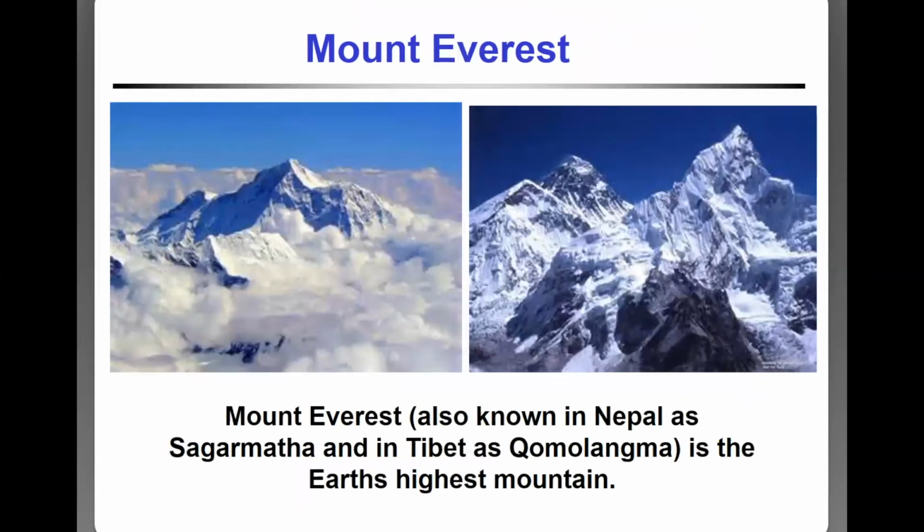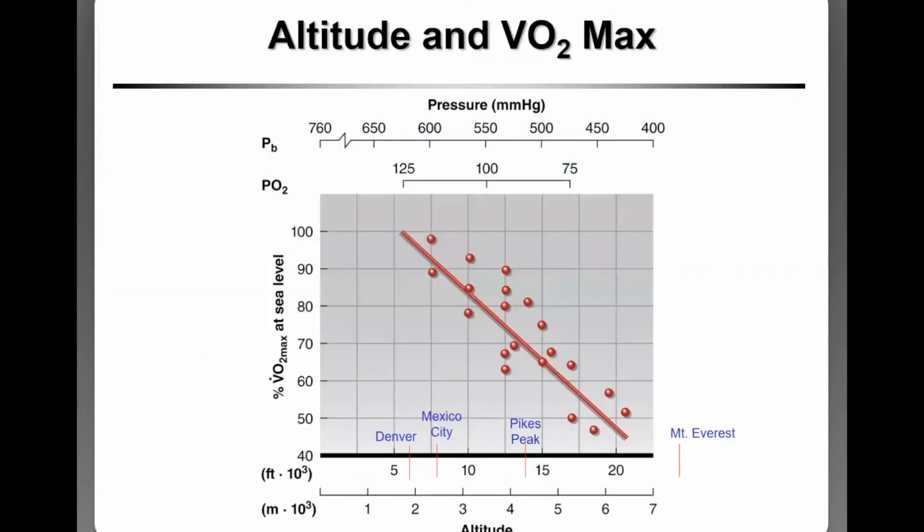So Mount Everest, known as Sagarmatha in Nepal and as Chomolungma in Tibet, is the Earth's highest mountain. So if we were to measure your VO2 max on Mount Everest, which falls off this chart, it would be probably about 30 to 40% of your actual VO2 max if it was measured at sea level.